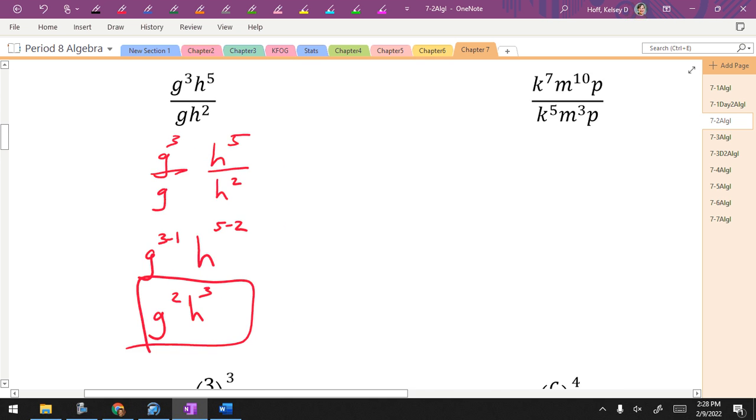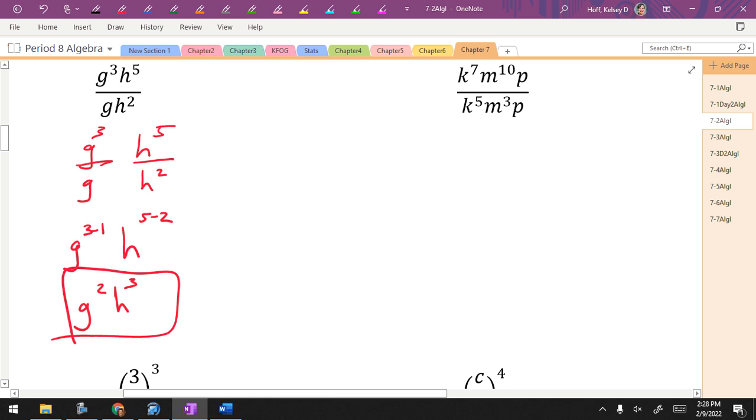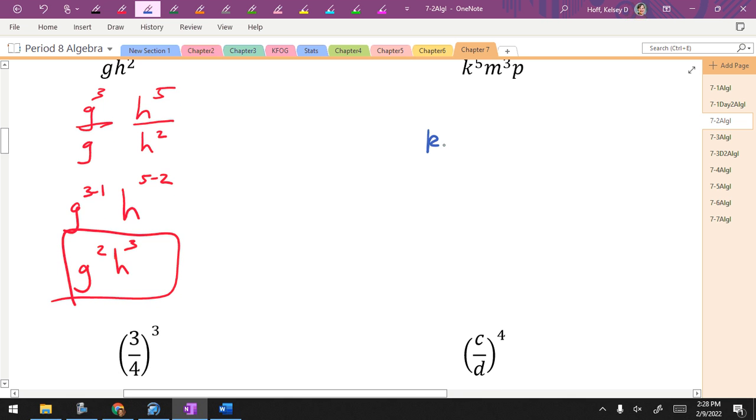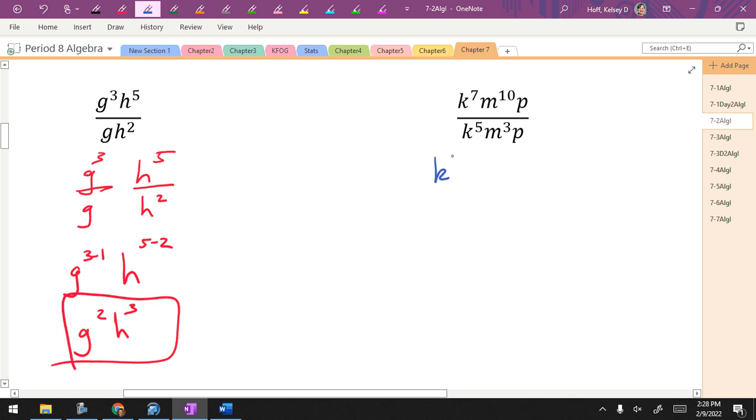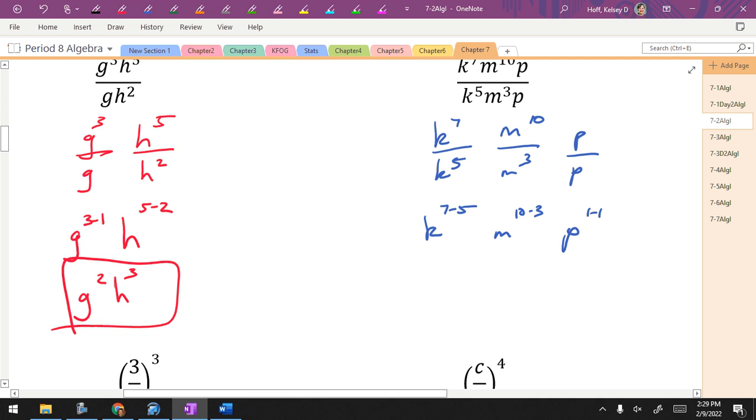Try the KMP problem on your own. So I end up with K to the 2nd, M to the 7th, and P to the 0.